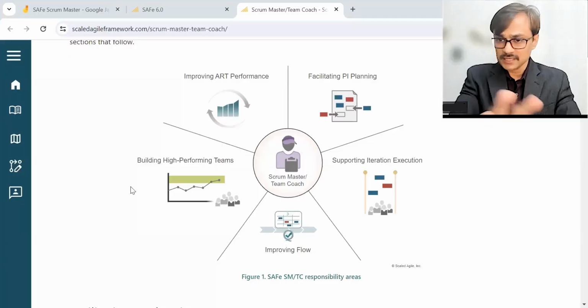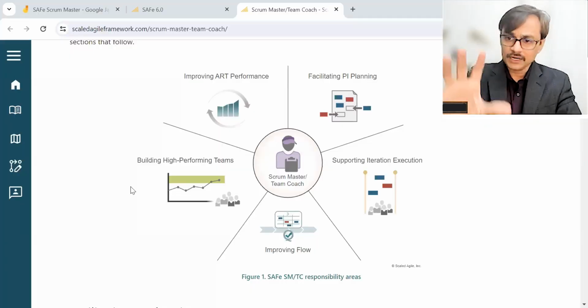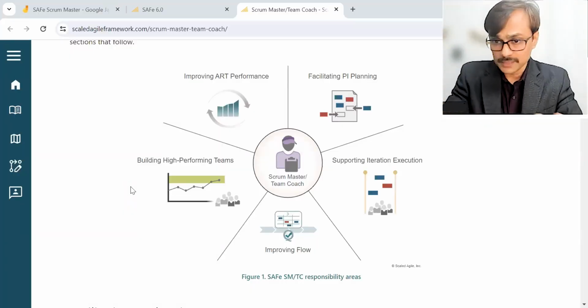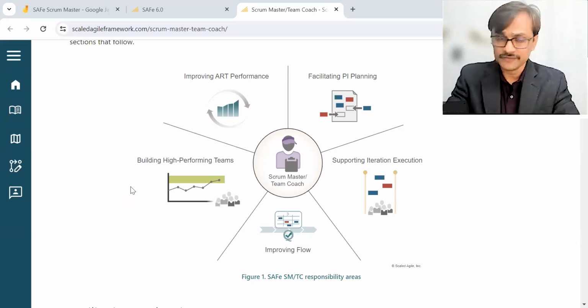Welcome everyone. I'm Saket Bansal and I'm your host for today's webinar, and we intend to talk about the roles and responsibilities of the SAFe Scrum Master. We will explore it with the help of the Scaled Agile website. This is how, from their default website presentation, the role of Scrum Master looks in the Scaled Agile Framework.